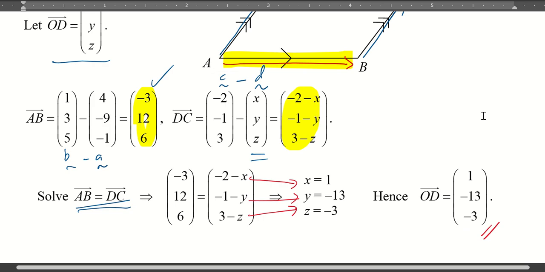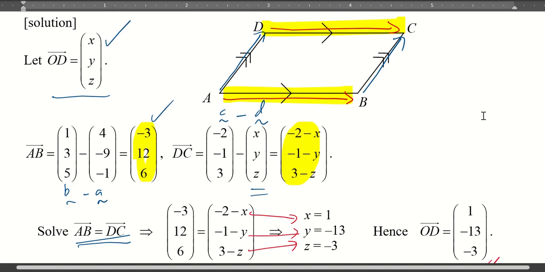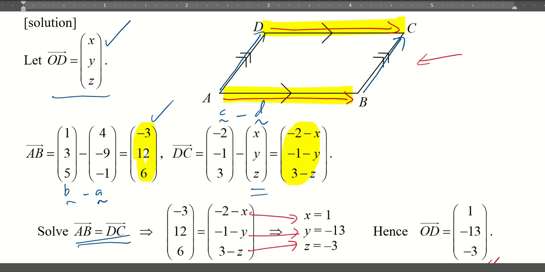What's important here is that wherever you are told 4 points form a parallelogram, draw a diagram first for the points mentioned, and then use either pair of opposite sides to compare with each other. The two vectors pointing in the same direction should be exactly the same.